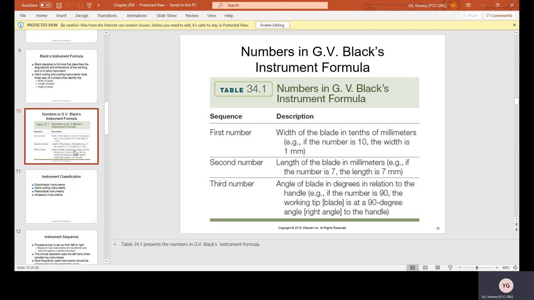The numbers in G.V. Black's instrument formula. The first number is the width of the blade in tenths of millimeters. So for example, if the number is a 10, the width is 1 millimeter. The second number is the length of the blade in millimeters. So if the number is 7, the length is 7 millimeters. The third number is the angle of a blade in degrees in relation to the handle. So for example, if the number is 90, the working tip or the blade is at a 90 degree angle, right angle to the handle.